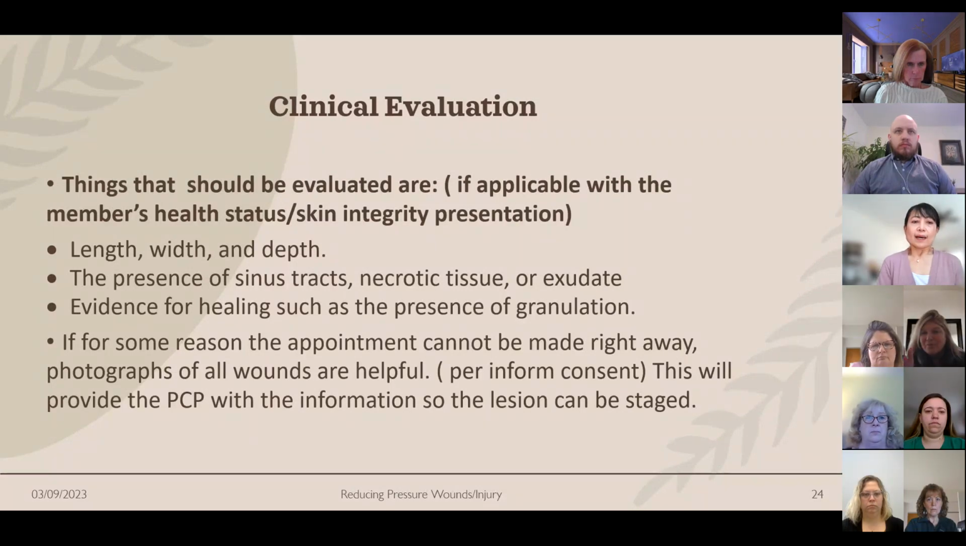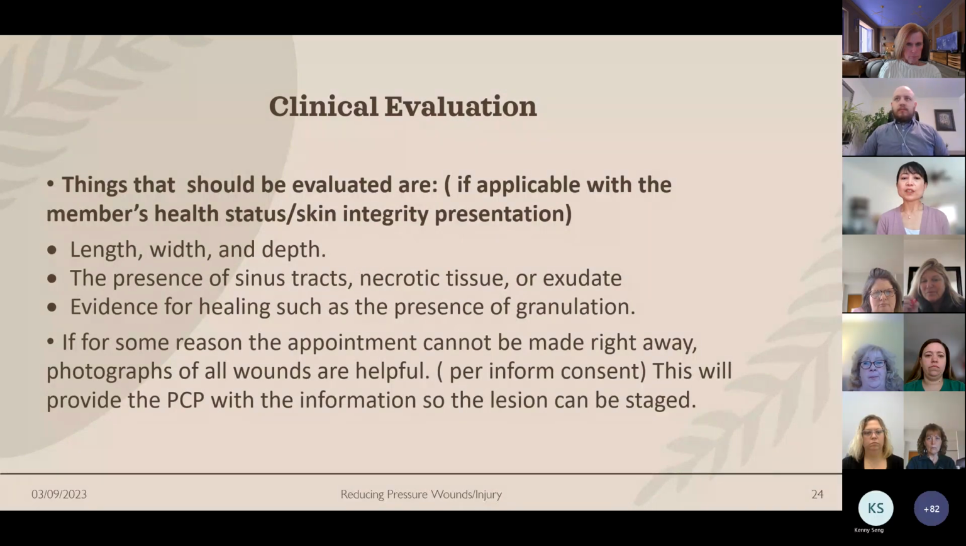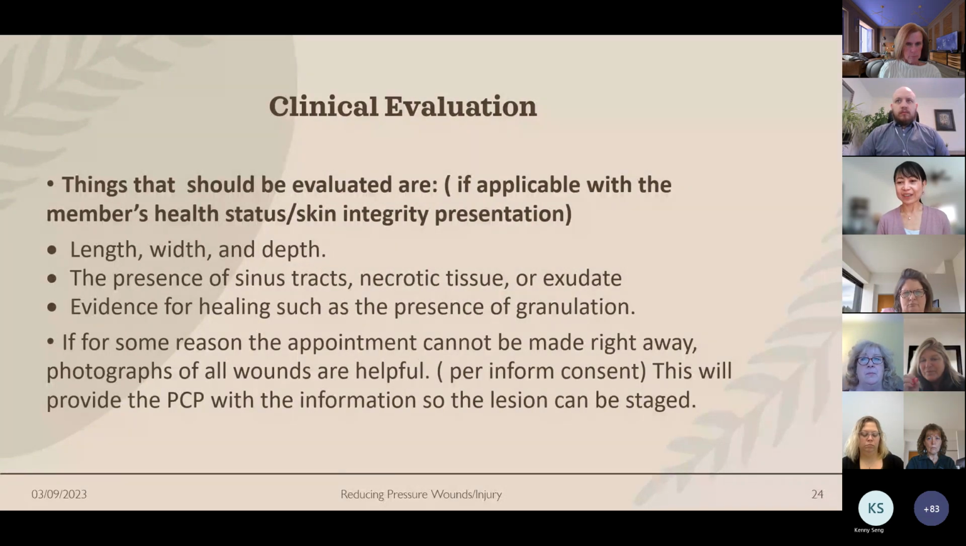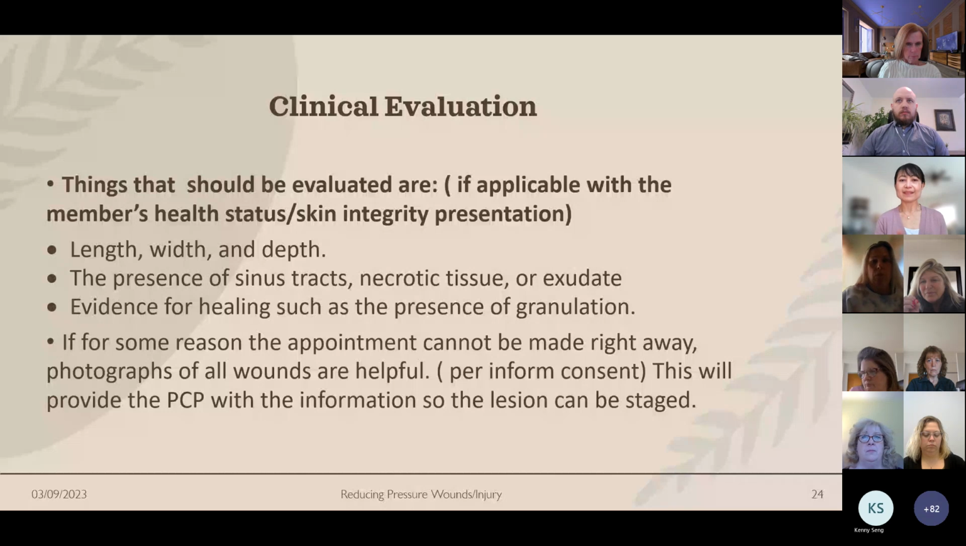So this will provide the PCP also with information, so the lesion can be staged. Of course, that can be accurate because it's from the picture. Sometimes it looks more scary than in real life, but just FYI.